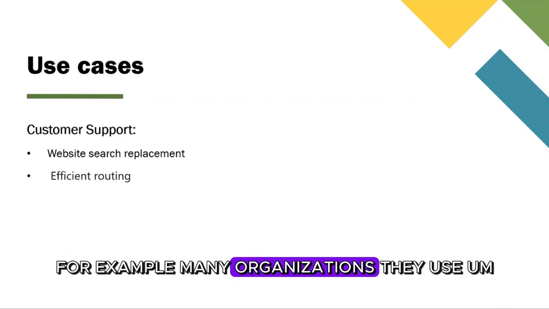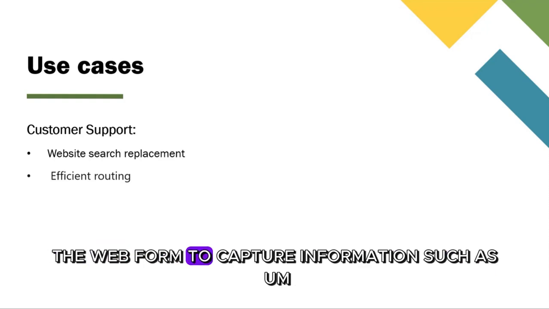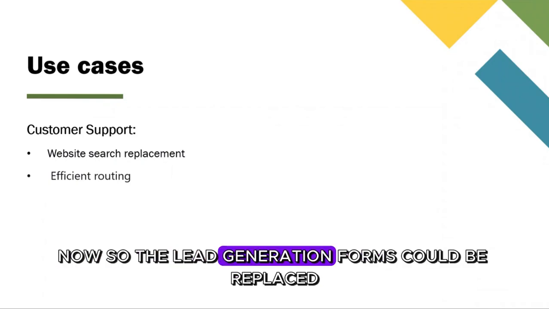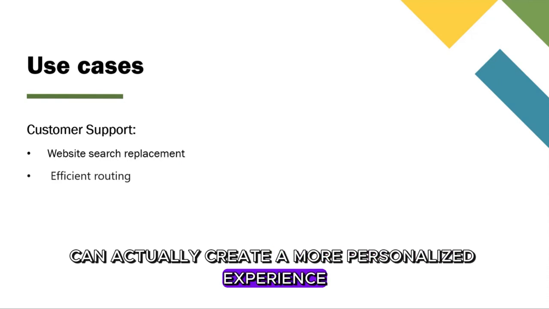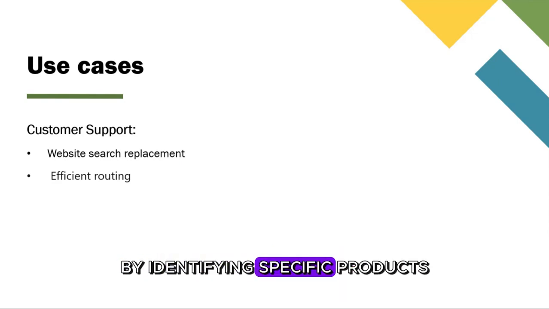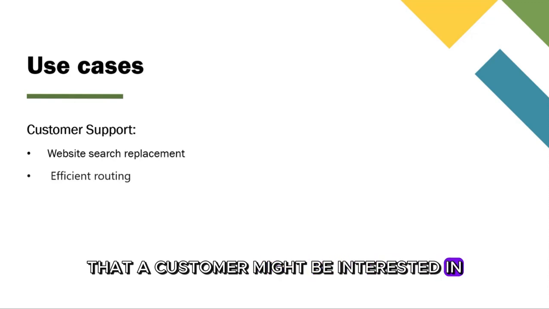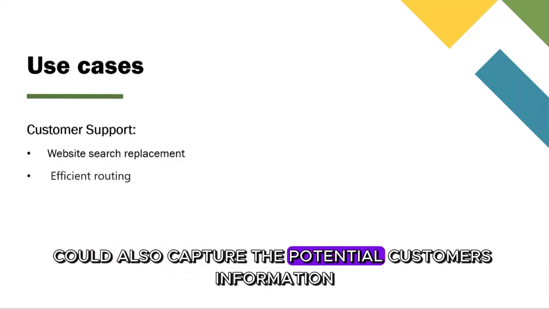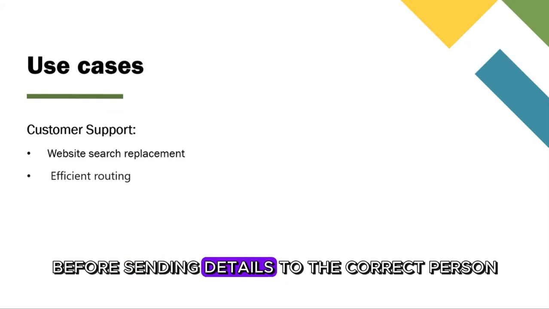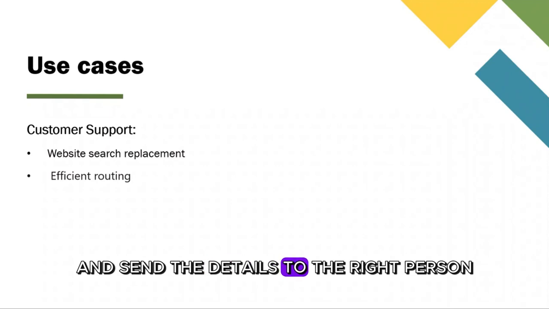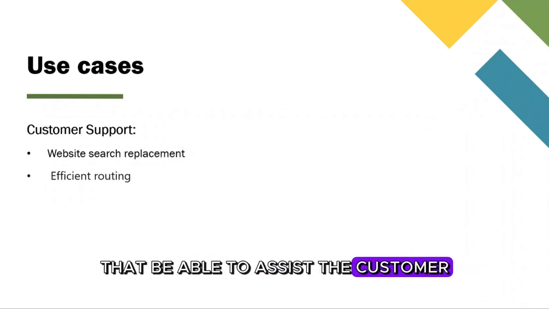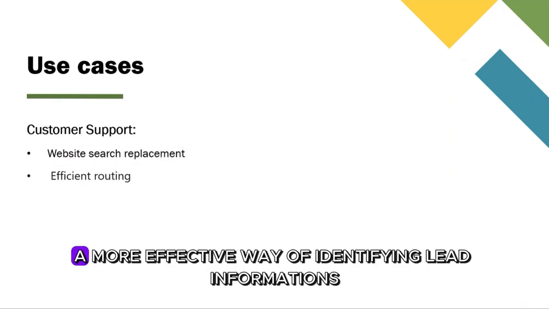For example, many organizations use web forms to capture information such as lead generation. Now, the lead generation forms could be replaced with a bot. So the bot can actually create a more personalized experience by identifying specific products that a customer might be interested in. It could also capture the potential customer's information before sending details to the correct person. So those details, the bot captures them and sends them to the right person that'll be able to assist the customer. And it also represents a more effective way of identifying lead information.